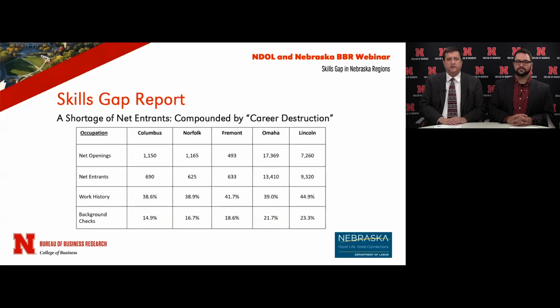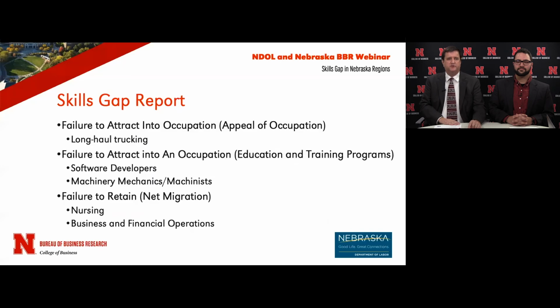It's also true that 15 to 25%, depending on the community, indicate that it's difficult to hire because workers have difficulty passing a background check. So these types of career destructions are making our balance between net openings and entrances even more challenging. But career destruction is just one of the sources of the skills gap. Let's look at some of the others.